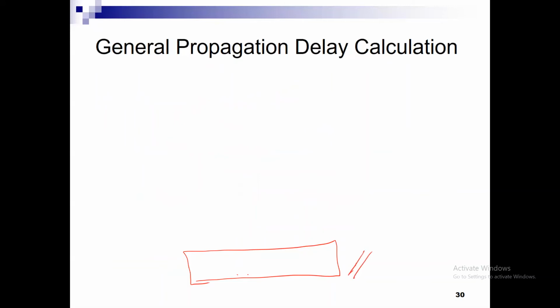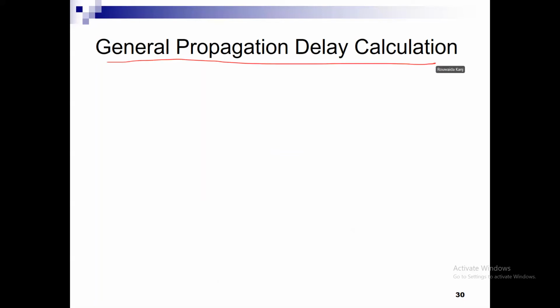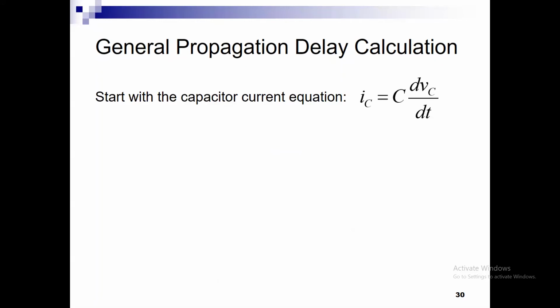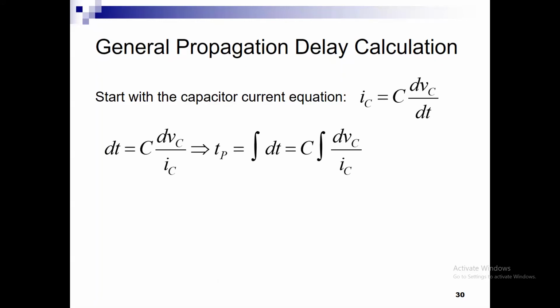So now let us look at the general propagation delay calculations, because not always do I have RC. Sometimes the device itself is really pulling down the capacitor. So what am I going to do here? So the capacitor current is C dV by dt. Okay, and if I want to really find the time needed, then I'm going to flip this here. So I'm going to say that dt equals C dV over I.